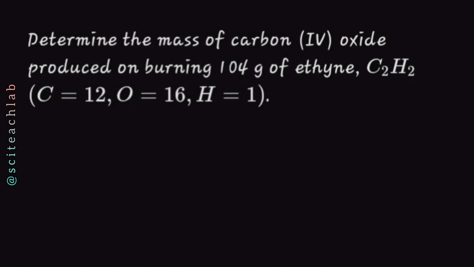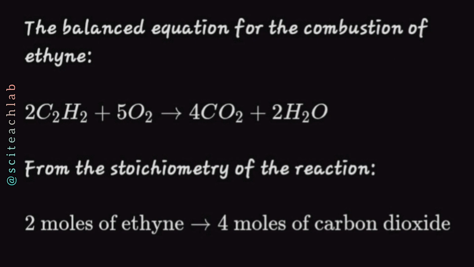We have a question here. Determine the mass of carbon dioxide produced on burning 104 grams of ethane. Determine the mass of CO2, carbon dioxide, that is produced when 104 grams of ethane, C2H2, is burnt. And you are given the relative atomic masses of carbon to be 12, hydrogen to be 1, and oxygen to be 16. Now, remember I said a balanced equation is very important. So we must first balance the equation.